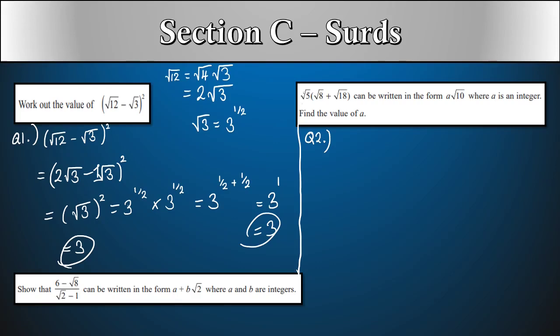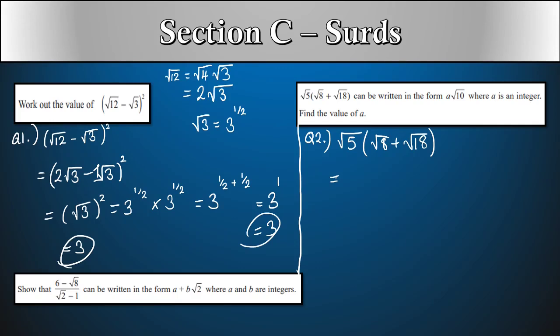So I'm calling this one here question 2. So root 5 times root 8 plus root 18. We want to show that this can be written in the form a root 10, and a is just an integer. So remember, an integer, just a whole number. It can be positive, can be negative, just a whole number.